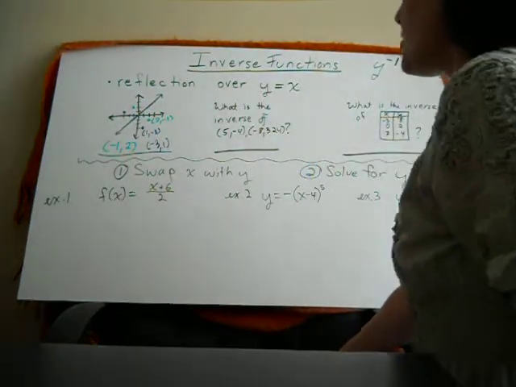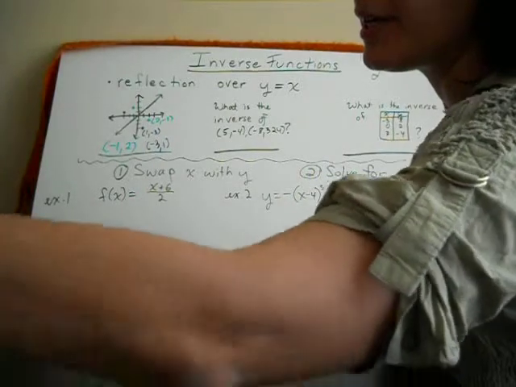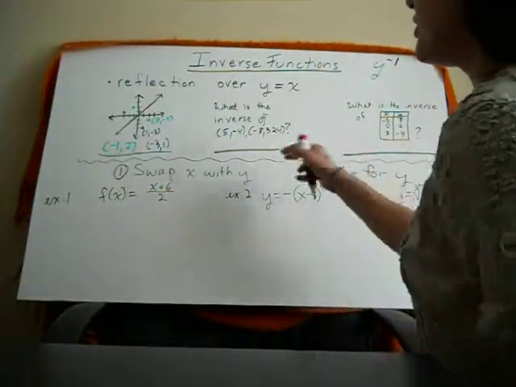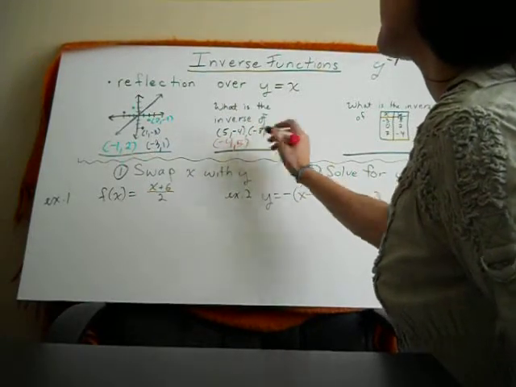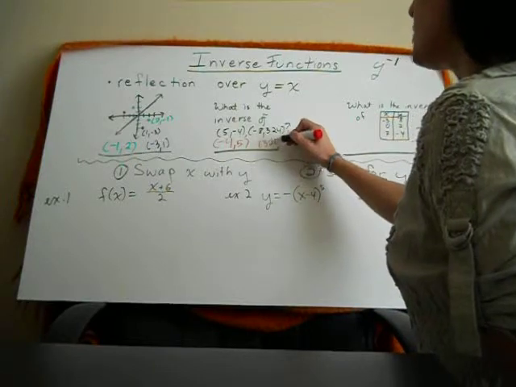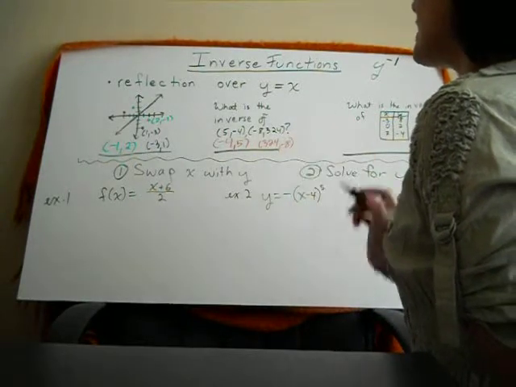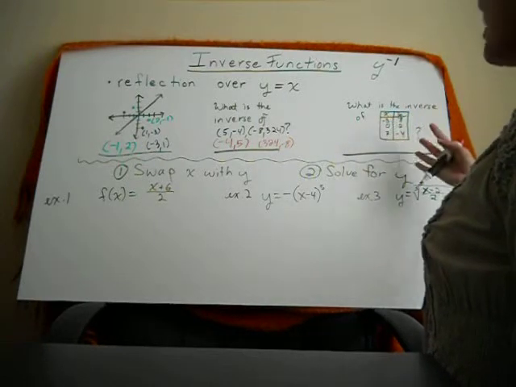Okay, so to find the inverse of 5, negative 4, you're just going to swap those numbers, so it becomes negative 4, 5. The inverse of negative 8, 324 is 324, negative 8. If you're given a list of points, it's no different.